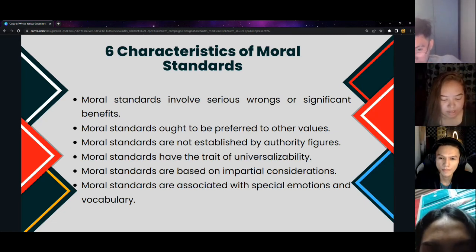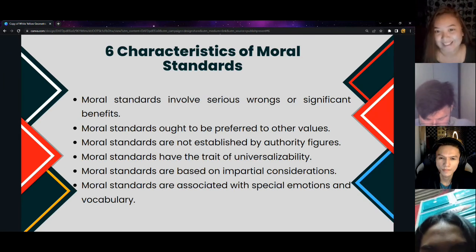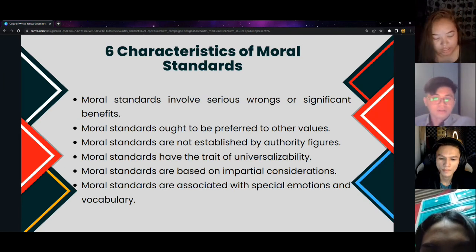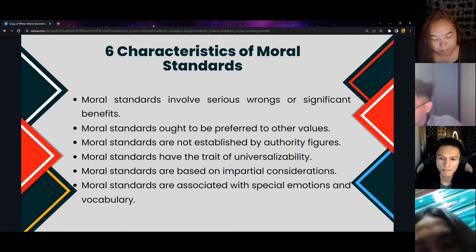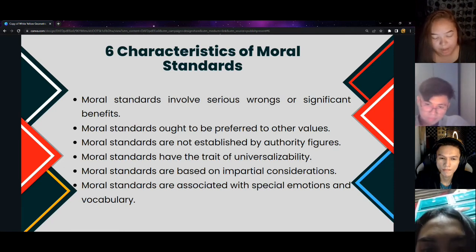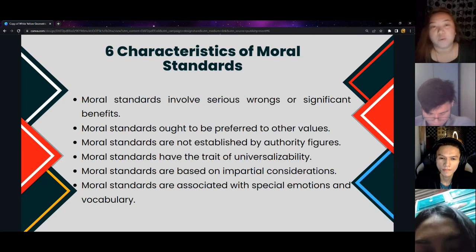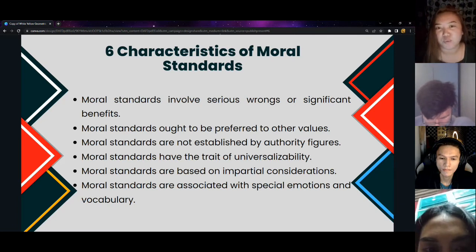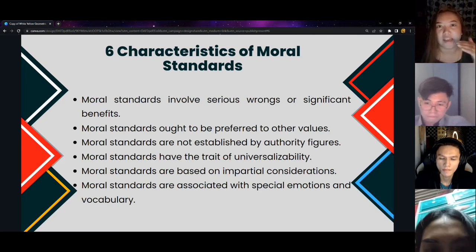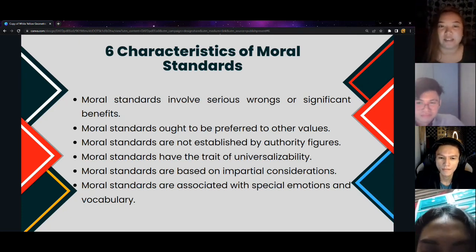Next is moral standards have the trait of universalizability. It means that everyone should live up to moral standards. The example is, do not do to others what you would not want them to do unto you.